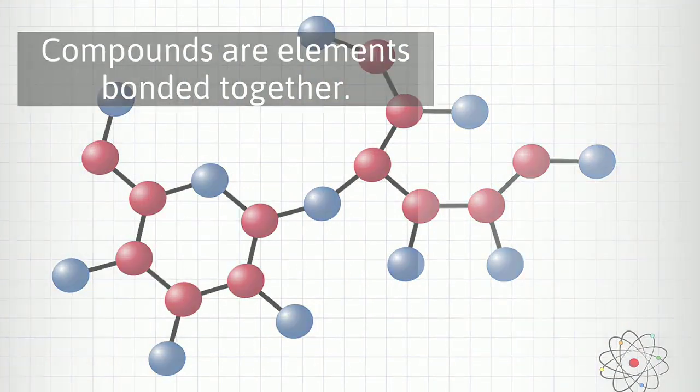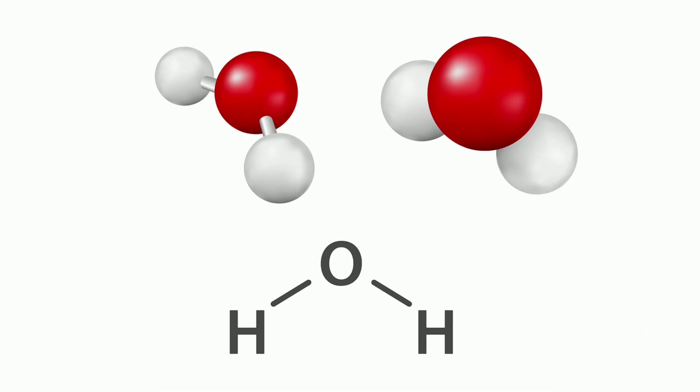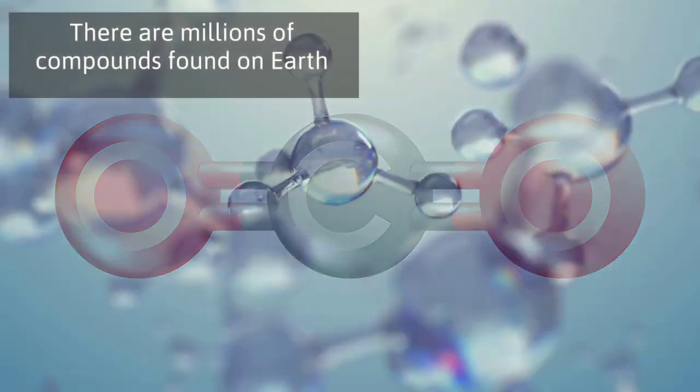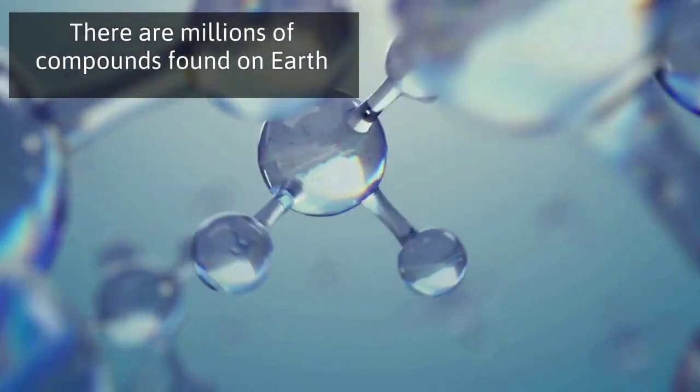For example, take water. It contains 2 hydrogen elements bonded to 1 oxygen. Carbon dioxide contains 2 oxygens bonded to a carbon. They require a chemical process to separate this compound. There are millions of compounds found in the world.